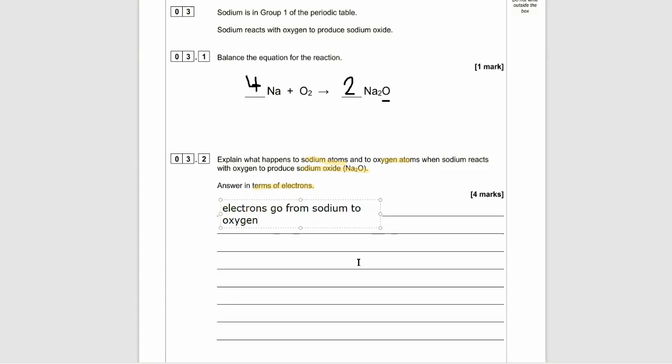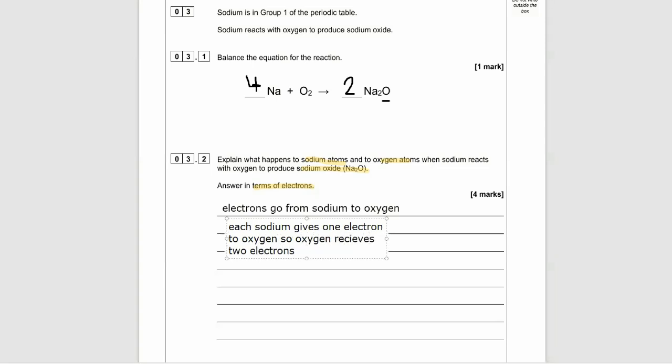So the electrons go from sodium to oxygen, basically, and that would get you a mark if you just wrote that. But each sodium gives one electron, because there's two sodiums and one oxygen. Each sodium gives one electron to oxygen, so oxygen gains two. This is going to have got you 2 or 3 marks, just explaining in terms of electrons what's going on.